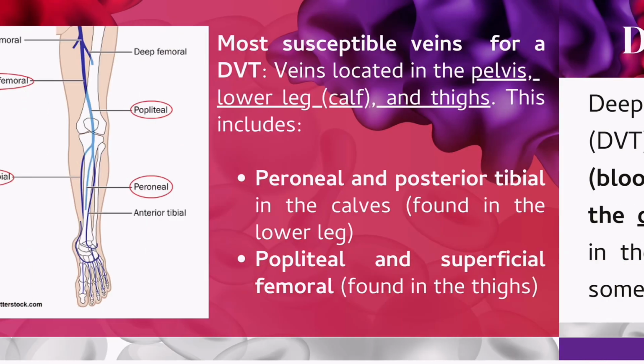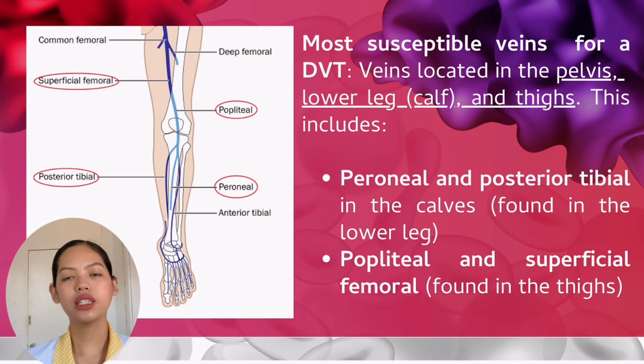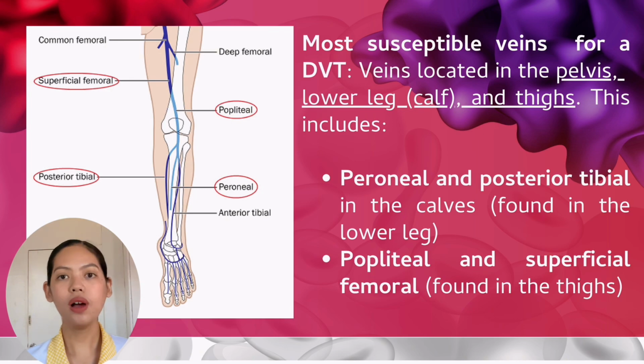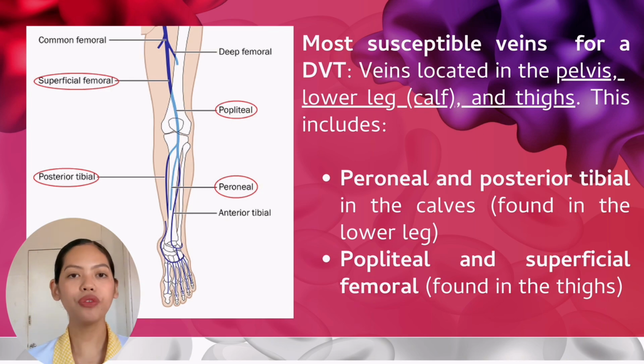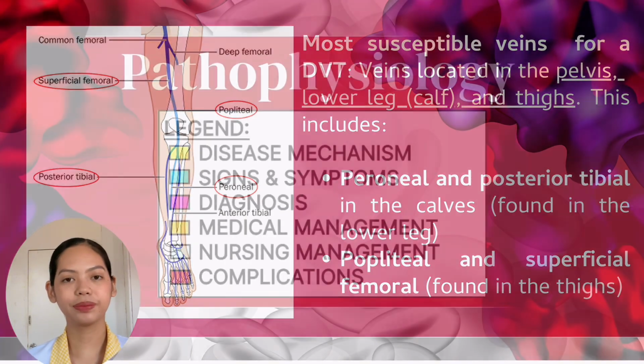The veins most at risk for DVT include those in the pelvis, lower legs, and thighs, particularly the peroneal and posterior tibial veins, which are located in the calves or lower leg. We also have the popliteal and superficial femoral veins, which can be found in our thighs.